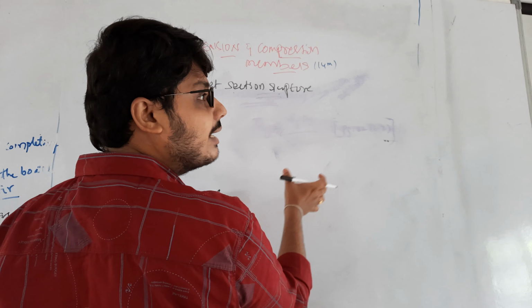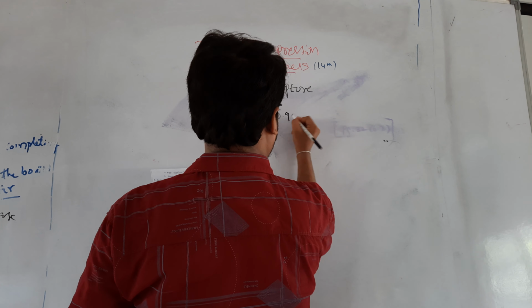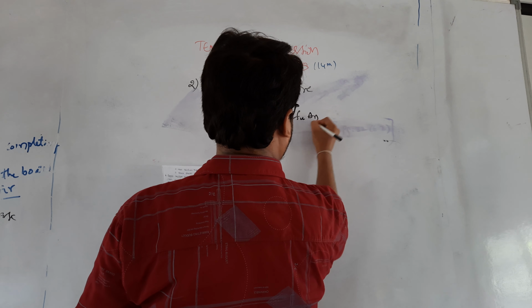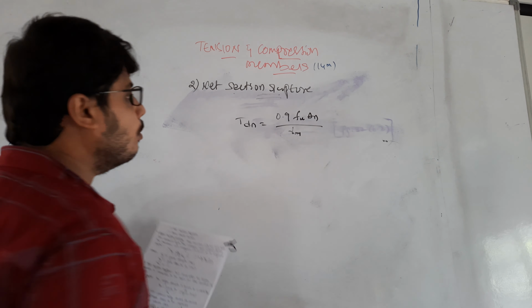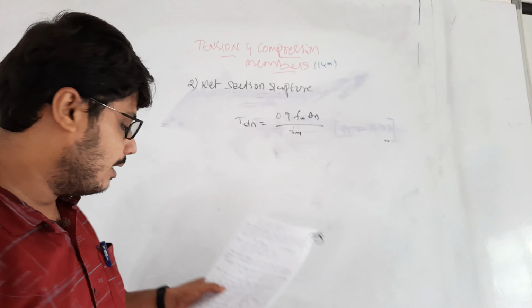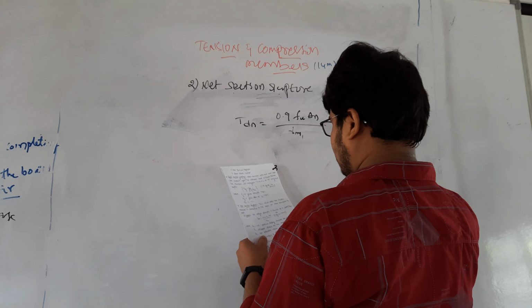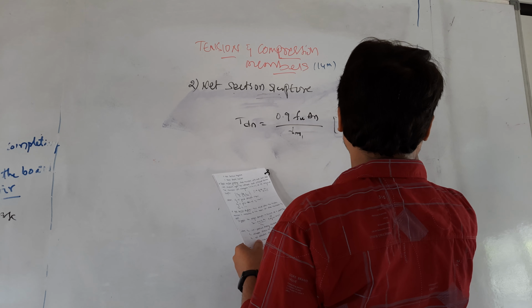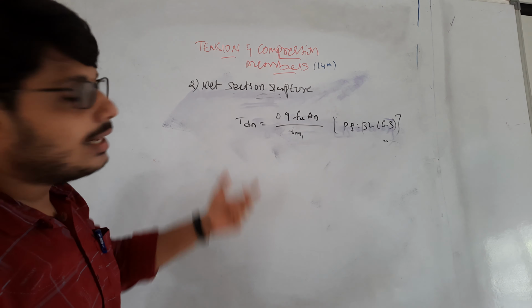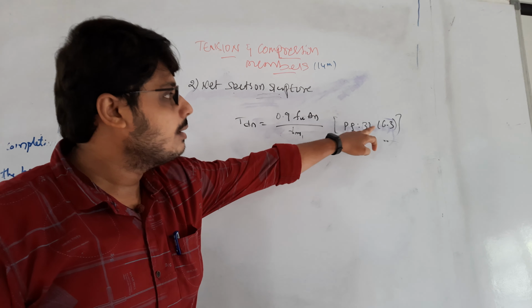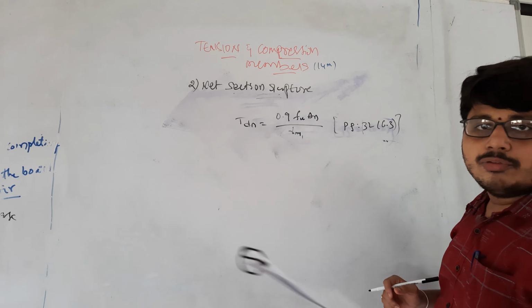To calculate the design strength, the formula is Tdn equals 0.9 Fu An by gamma m1. This is on page number 32, clause 6.3. Clause 6.2 is gross section yielding, and this one, net section rupture, is in clause 6.3. Here we mainly should consider the bolts.